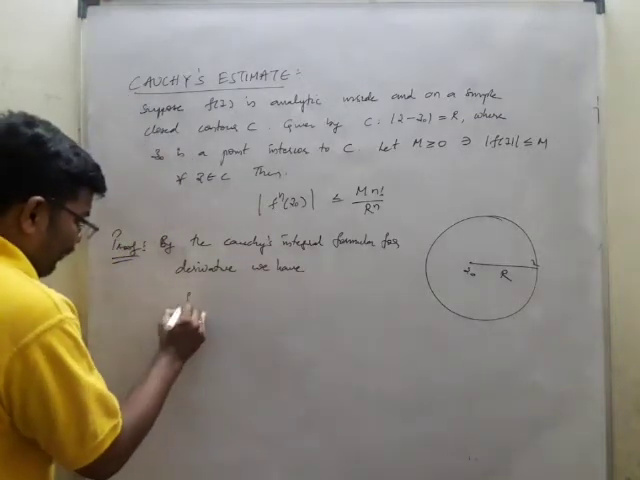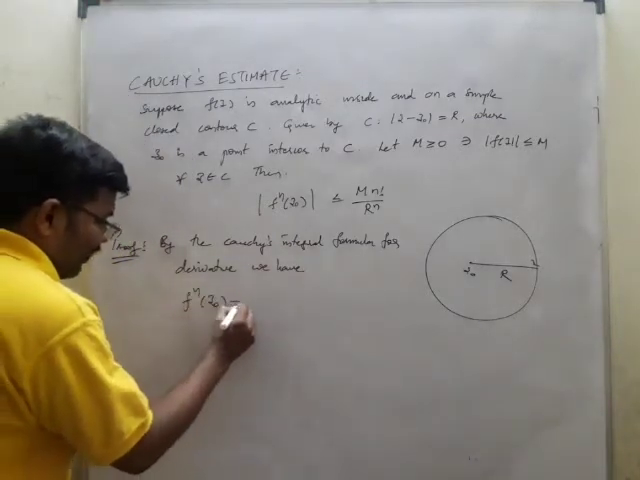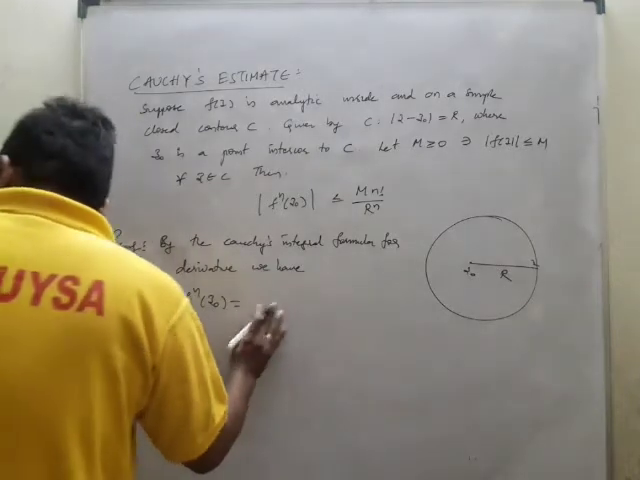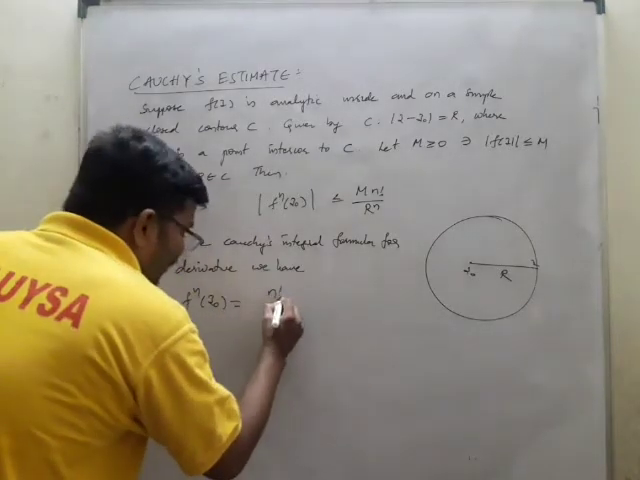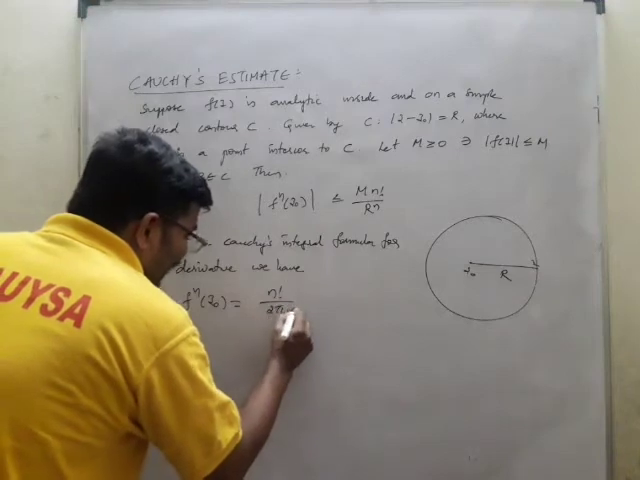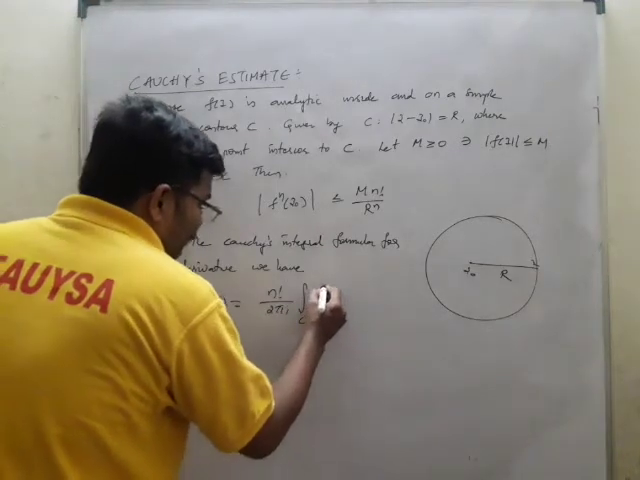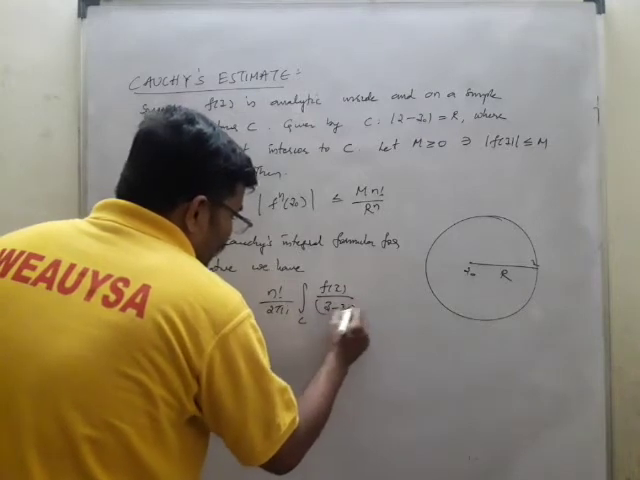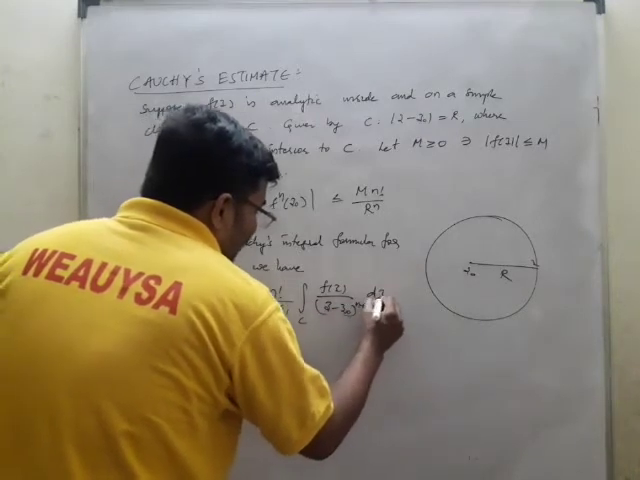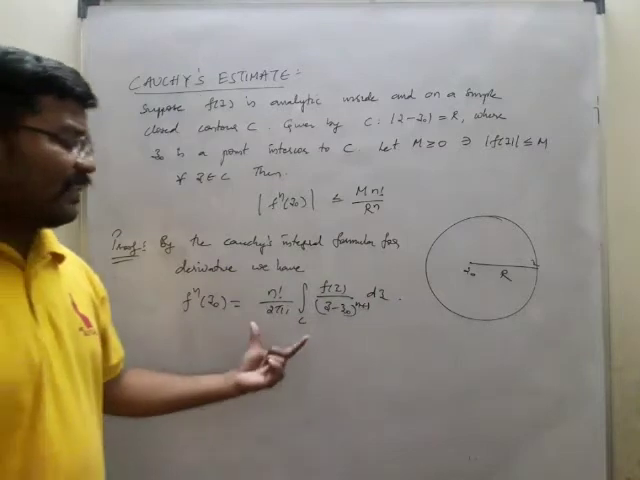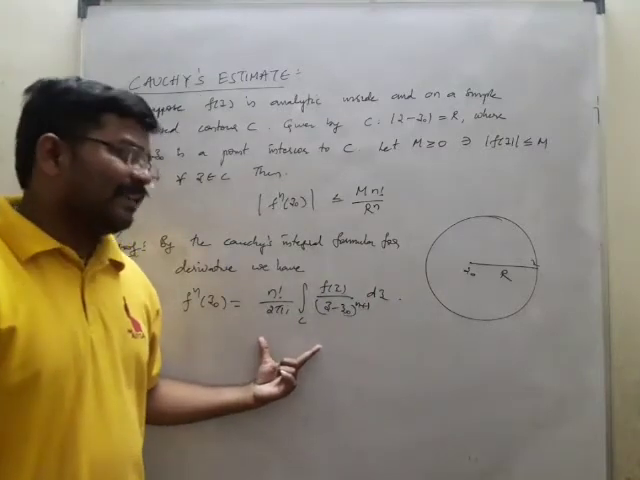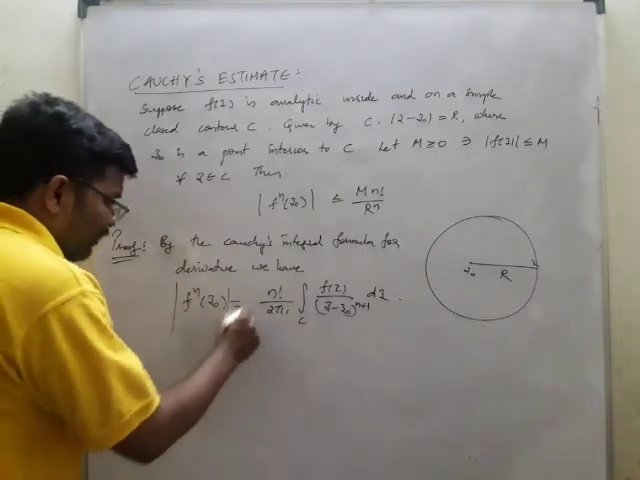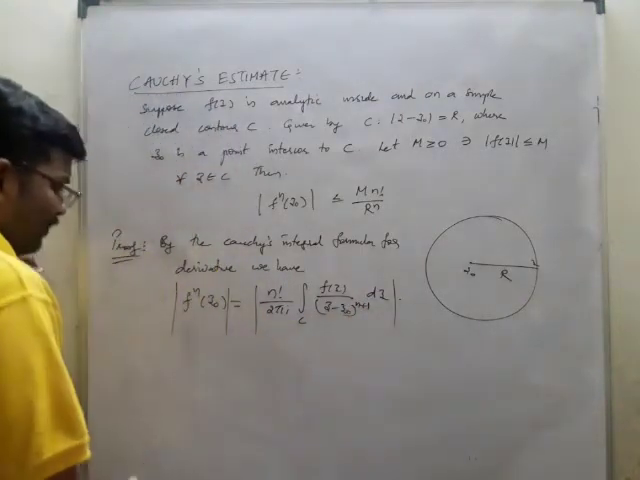f^(n)(z₀) is equal to n factorial by 2πi, integral over C of f(z) by (z - z₀) to the power n+1 dz. Now this is Cauchy's integral formula for higher derivatives, as you know. Now taking mod on both sides, what is going to happen?